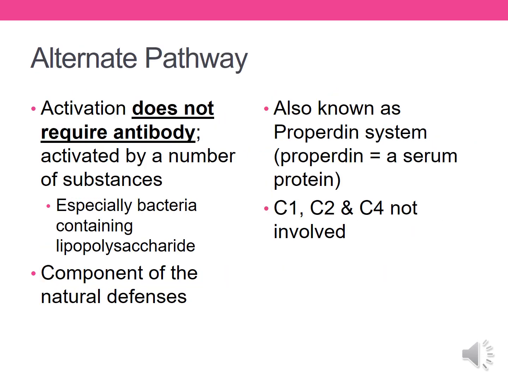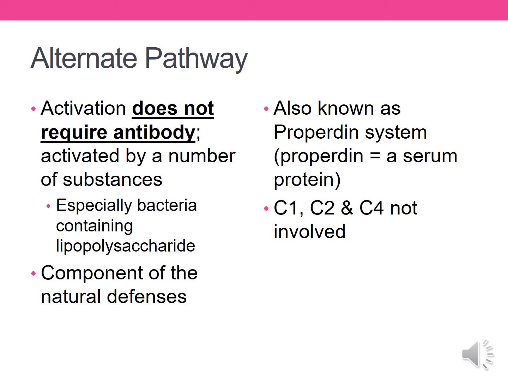So let's get to our second pathway, and this is our alternate pathway. In our alternate pathway, we do not need an antibody to trigger the start of this pathway. It can be activated by a number of different substances, and it's typically activated by bacteria containing lipopolysaccharides on their cell membrane. We consider this alternate pathway a component of our natural defenses.